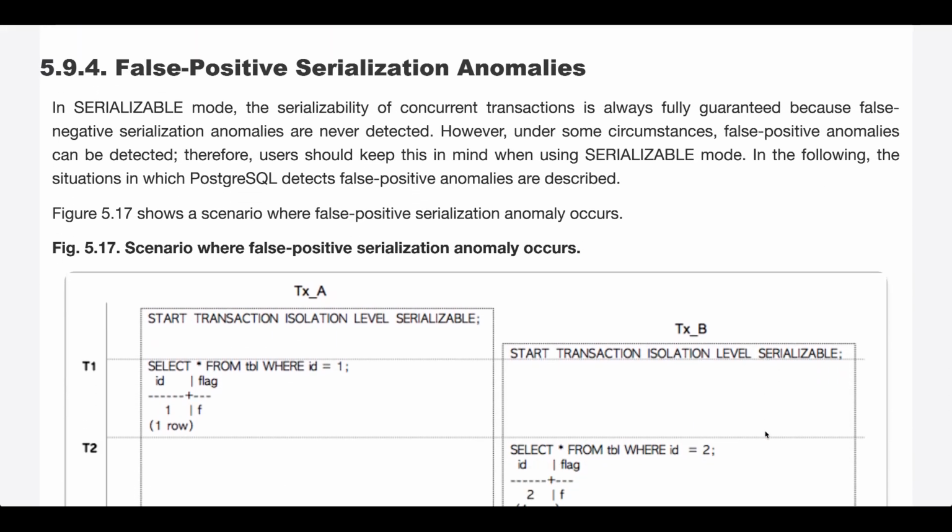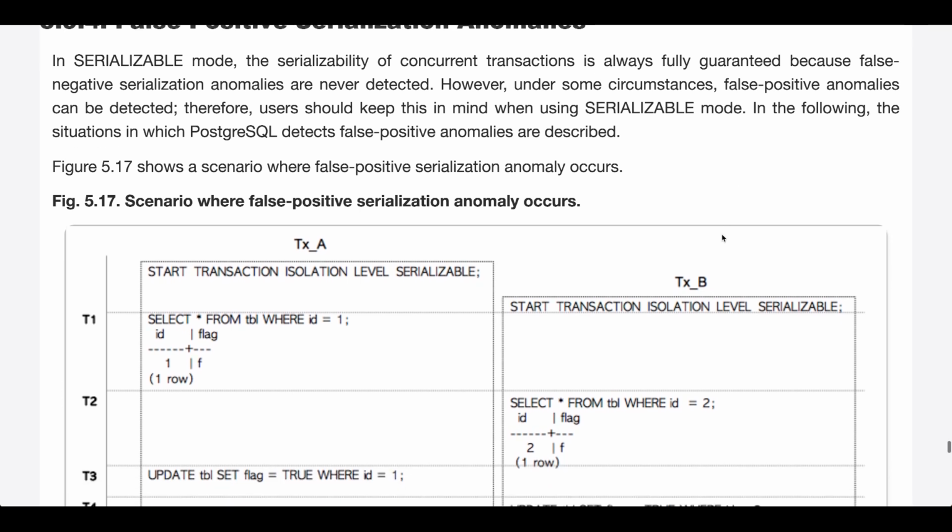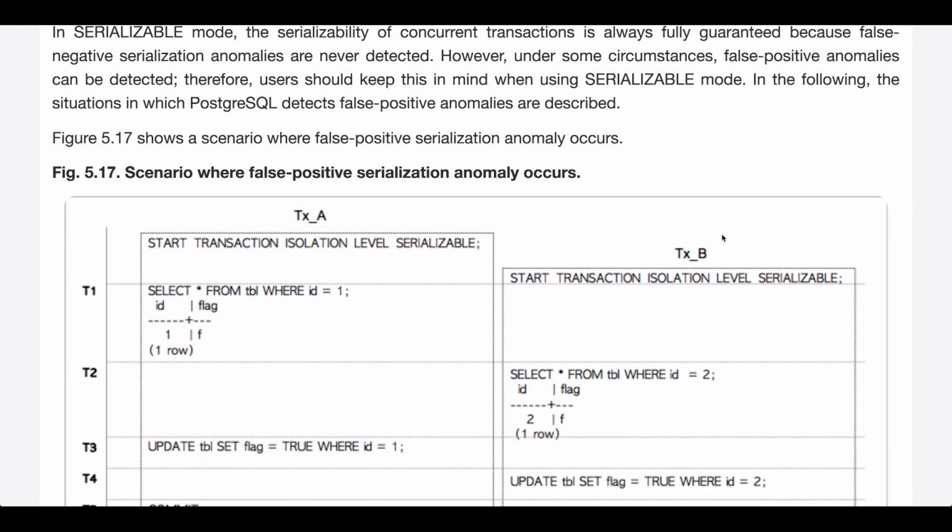5.9.4. False positive serialization anomalies. In serializable mode, the serializability of concurrent transactions is always fully guaranteed because false negative serialization anomalies are never detected. However, under some circumstances, false positive anomalies can be detected. Therefore, users should keep this in mind when using serializable mode. In the following, the situations in which PostgreSQL detects false positive anomalies are described.